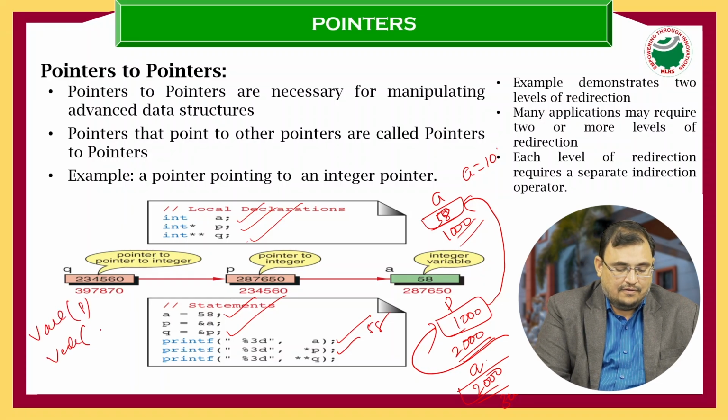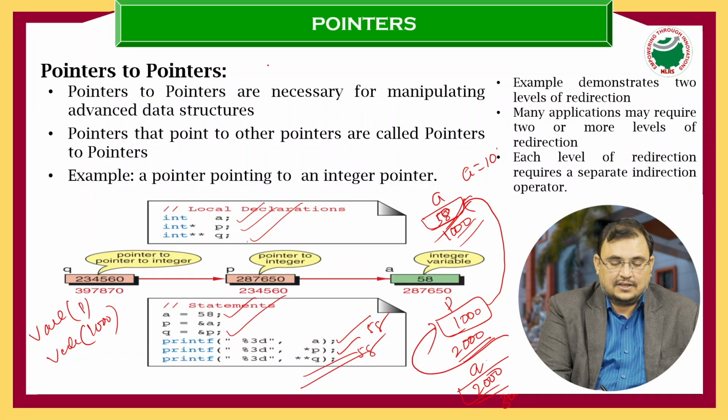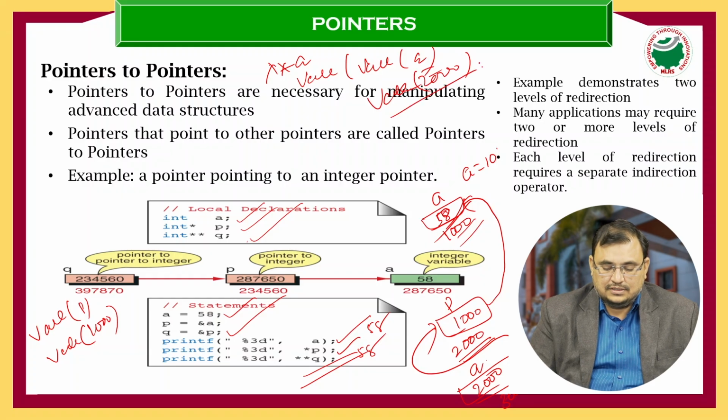So the value of 1000 is nothing but 58, so it will also print 58. Now, star star q: star q means the value of q. What is q? Q contains 2000. So the value of 2000 is 1000, and the value of 1000 is again 58.